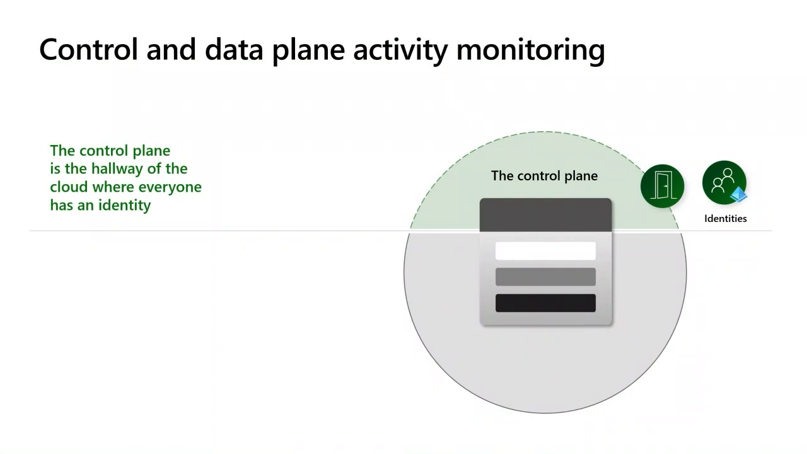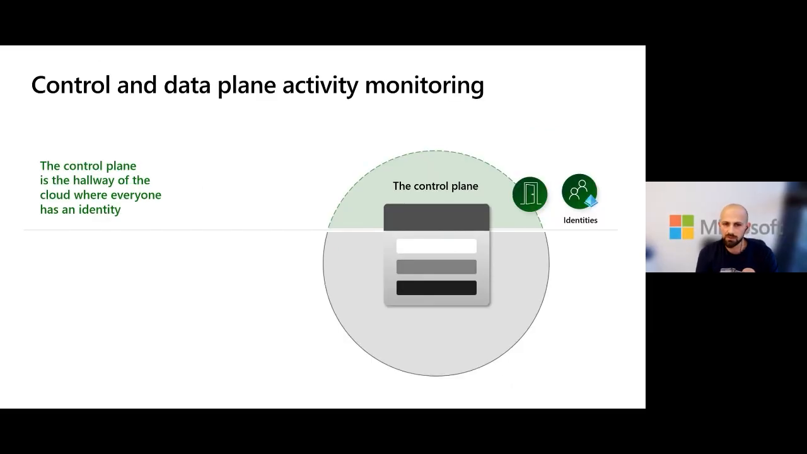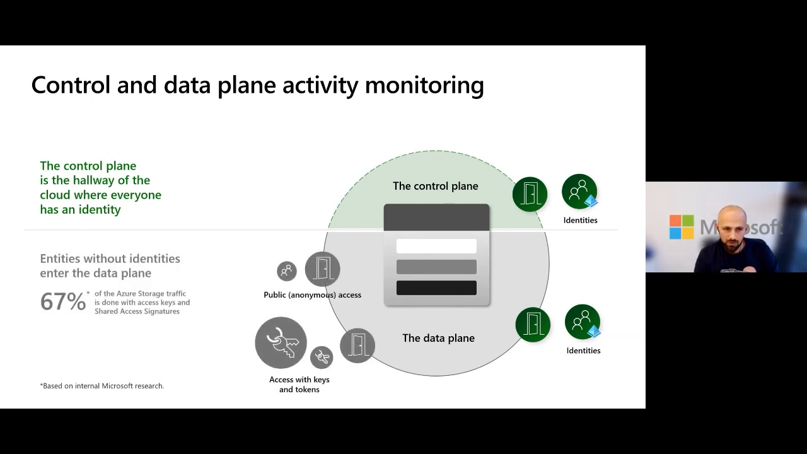In general, all the clouds are built on a control plane and a data plane. The control plane can be accessed with identity, and it allows you to create and manage resources. So in the context of Azure storage, you can create a storage account, you can lock it from deletion, you can configure it however you want, and that's the control plane. The data plane in the context of cloud storage is where the data resides and where the operations on the data are performed. The data plane too can be accessed with identities, but it can also be accessed with keys. And almost everyone uses keys.